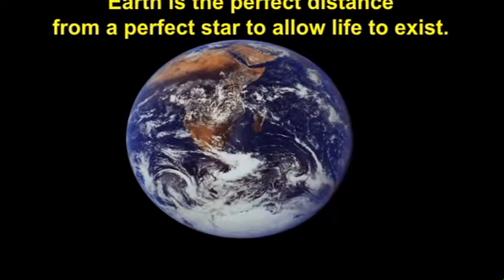Well, God put the earth a perfect distance from a perfect star to allow life to exist on our planet. Most stars pulsate. That's the reason they look as though they twinkle. They pulsate, giving off huge amounts of cosmic radiation and cosmic rays. Well, if our sun did that, it would wipe out life on Earth in a matter of minutes. Our sun, however, is a very evenly burning star that doesn't greatly pulsate and destroy life. God put us the perfect distance from a perfect star to allow life to exist.